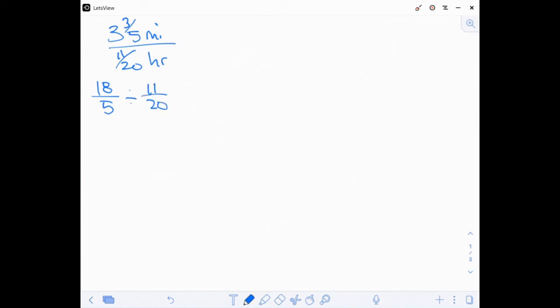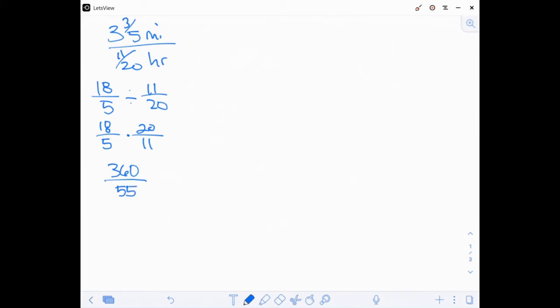So again, 3 different ways we've reviewed in class on how to divide fractions. I'm going to use the keep, change, flip method. So 18/5. I'm going to change the sign from division to multiplication, and I'm going to flip the final term. And then when we're multiplying fractions, we're just going to multiply across. So 18 times 20 is 360. 5 times 11 is 55.